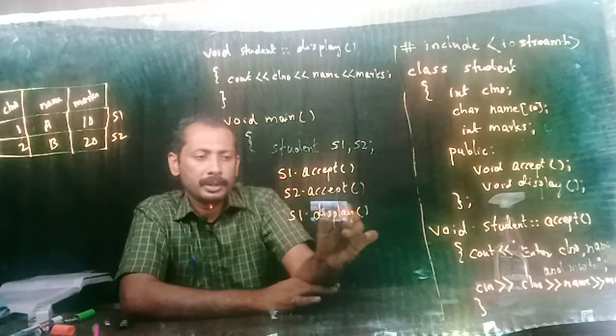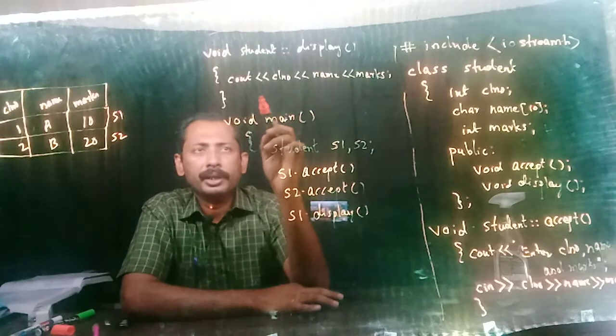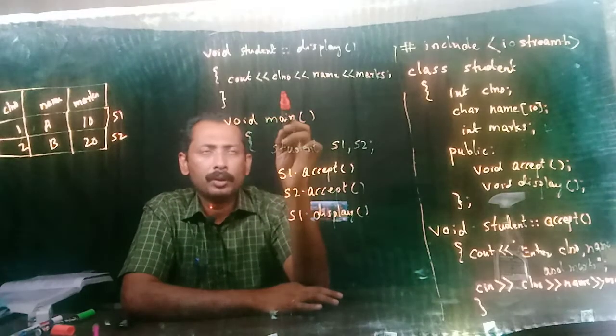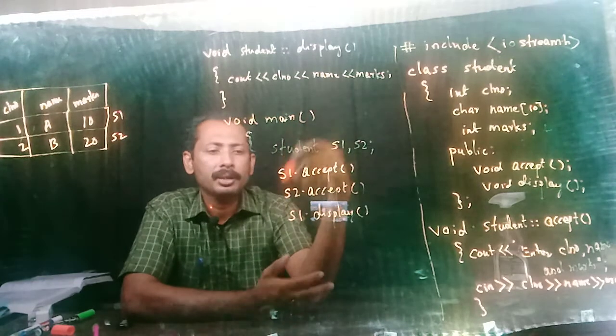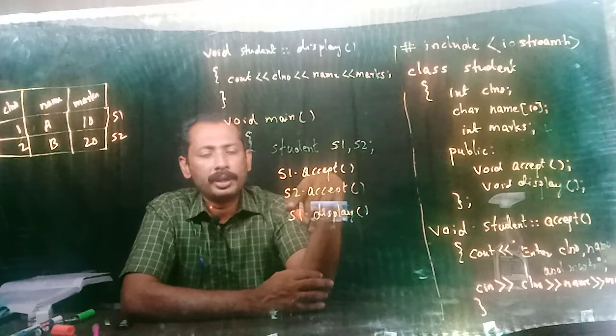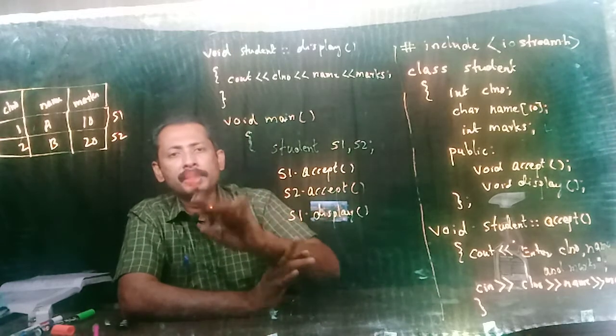What happens? S1 is calling a function display, and there it is given code for displaying class number, name, and marks. Who is calling the function? S1 is calling the function. So the S1's value is displayed on the screen.